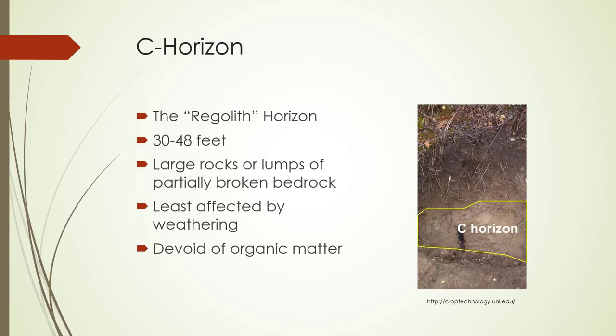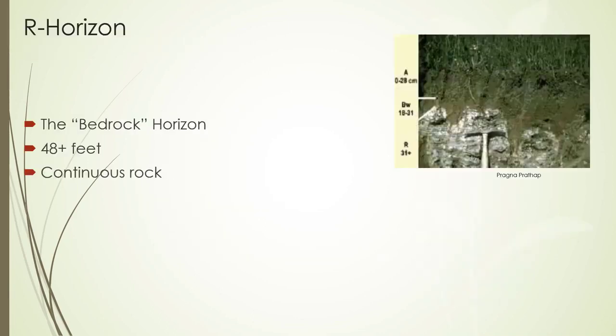Okay, so the C horizon is the regolith horizon, or rock horizon, 30 to 48 feet deep. Large rocks or lumps of partially broken bedrock. It's the least affected by weathering, and you're not going to find any organic matter in this area. And then finally we have the R horizon, which is 48 feet and deeper, and is continuous rock, and that just depends on what your parent material is as far as what type of rock you might find here.